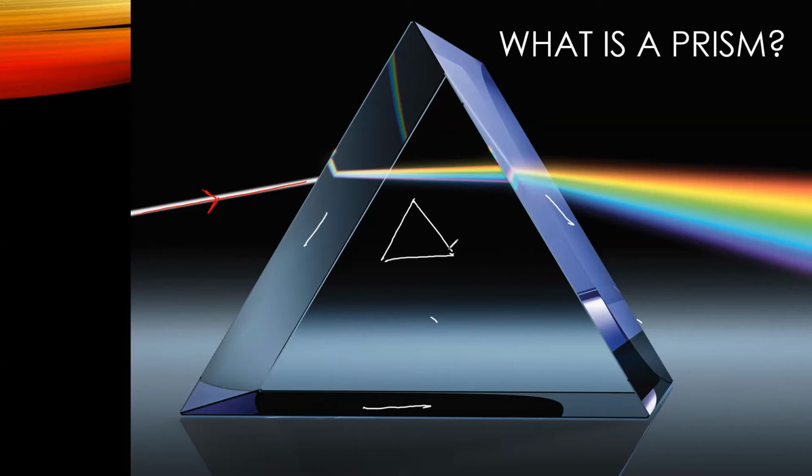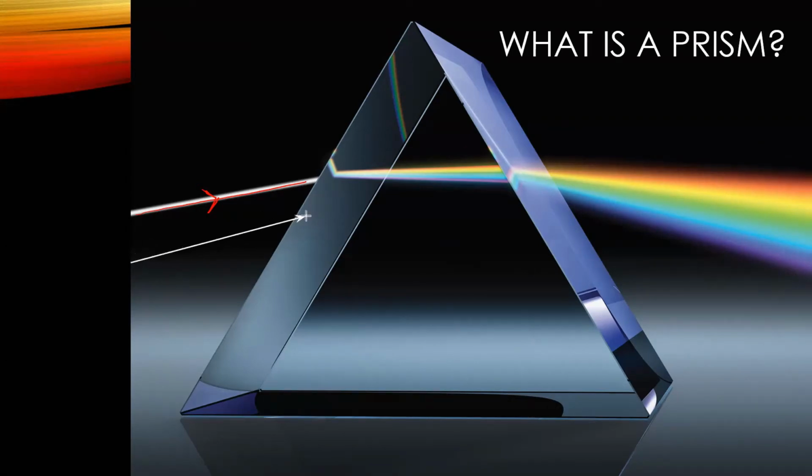So when a ray of white light passes through a prism, this is the ray of white light which is passing through the prism. We know what is white light. White light is a mixture of seven colors. When it passes through the prism, it gets split up. You can see over here, all these seven colors are getting split into its seven component colors, right? So this phenomenon, basically the splitting of white light into its seven component colors, is called dispersion.